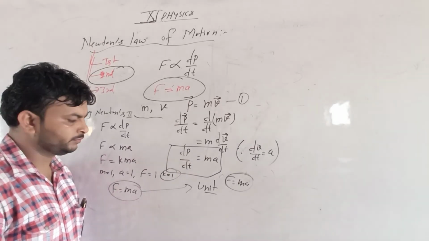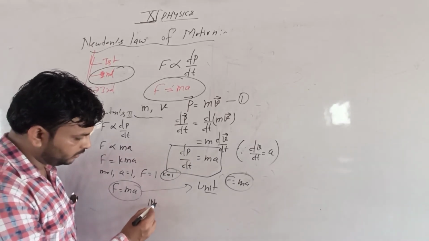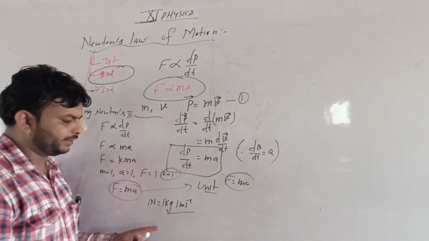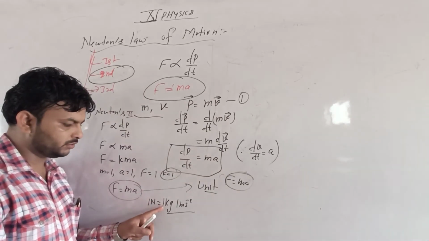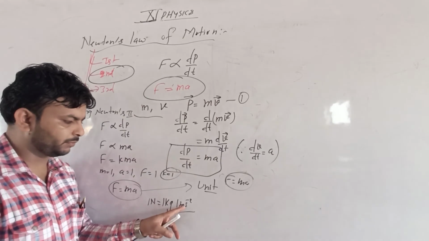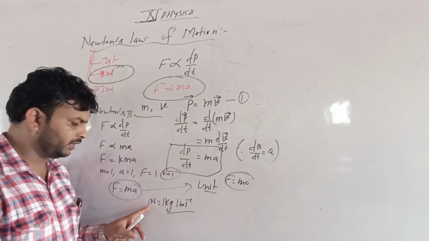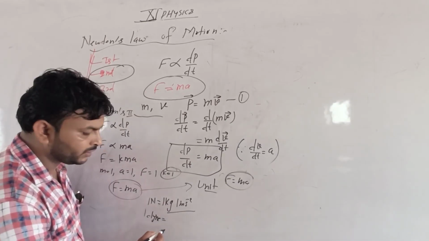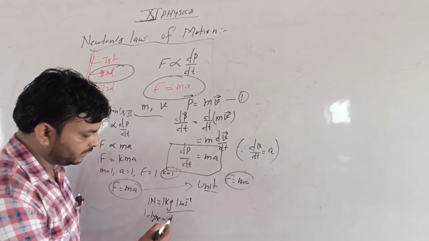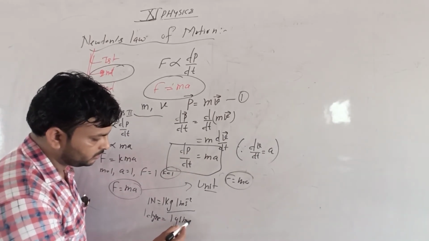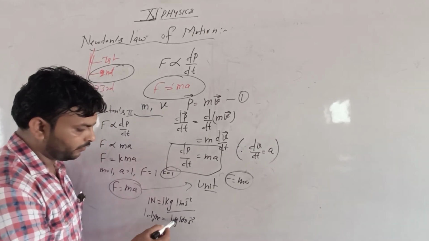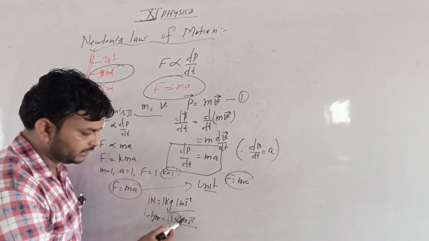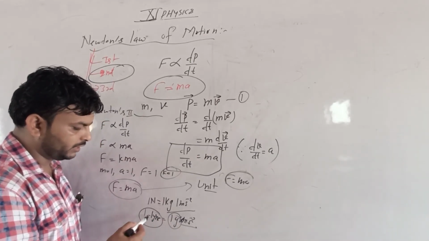what is 1 Newton? Define the term 1 Newton. Then you can write here 1 Newton equal to 1 kilogram 1 meter per second square. If any object having mass 1 kilogram produces an acceleration of 1 meter per second square, then the force is said to be 1 Newton. Similarly, define the term dyne. Dyne is the CGS unit of the force. Then we can write here 1 gram 1 centimeter per second square. If any object having mass 1 gram produces an acceleration of 1 centimeter per second square, then the force is said to be 1 dyne.